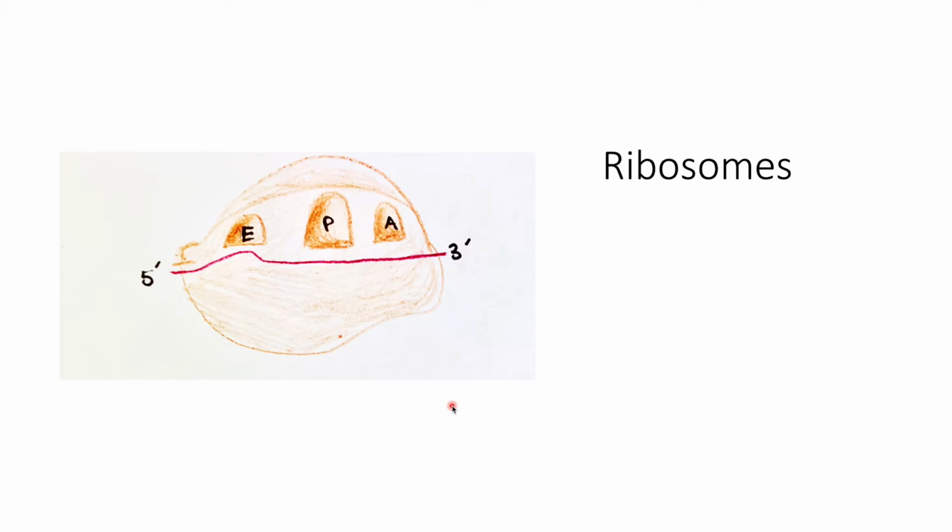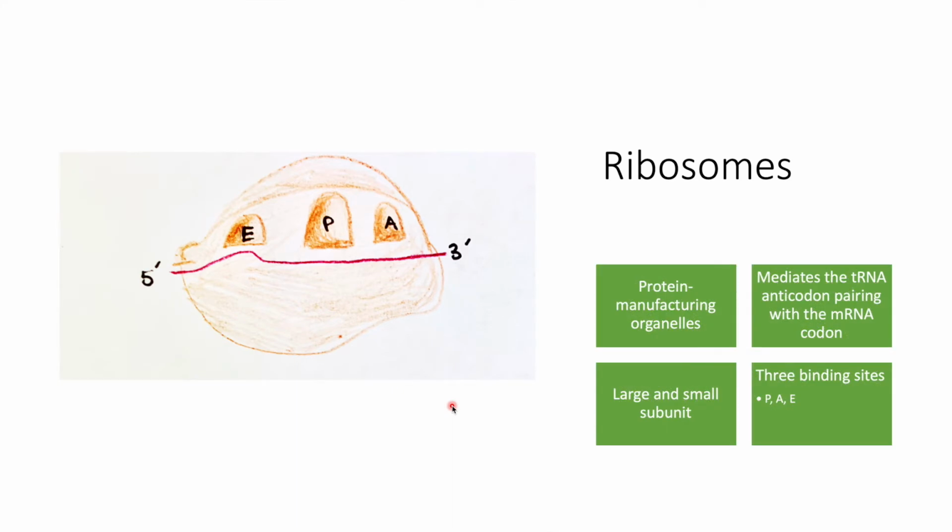Ribosomes are essential for translation. Ribosomes are protein manufacturing organelles. They mediate the tRNA anticodon pairing with the mRNA codon. Ribosomes are composed of a large and small subunit. They have 3 different binding sites for tRNA molecules: P, A, and E.